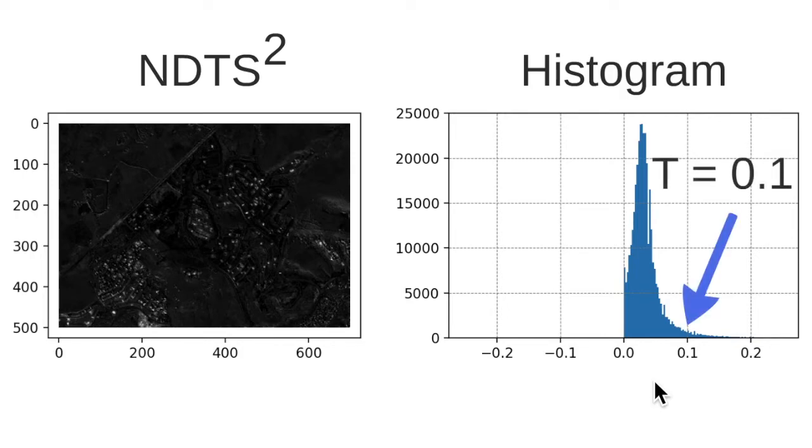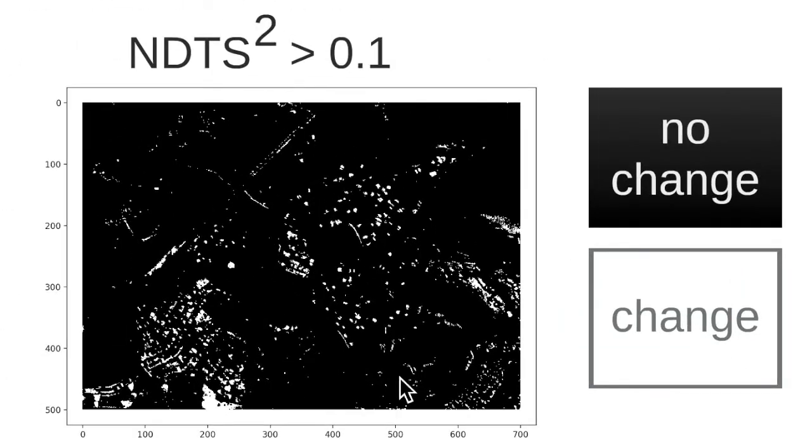If you assume a threshold of 0.1, for example, and apply this threshold to this image, we can get a map like this one: the normalized difference of time series squared and also higher than the threshold of 0.1. The black pixels here are points which mean no change, and the white points are points which mean change in the land cover. They were highlighted by the threshold.